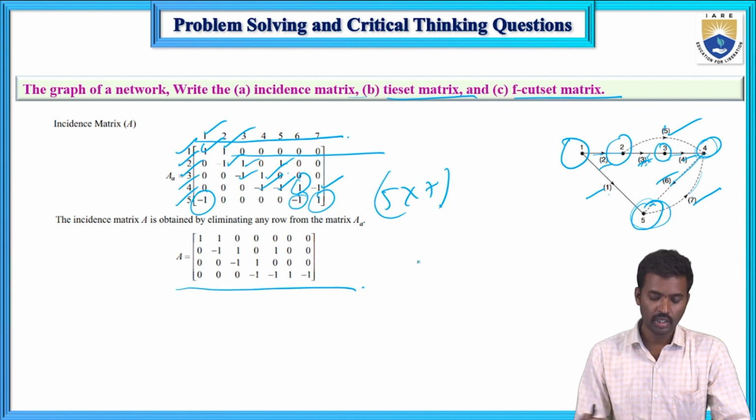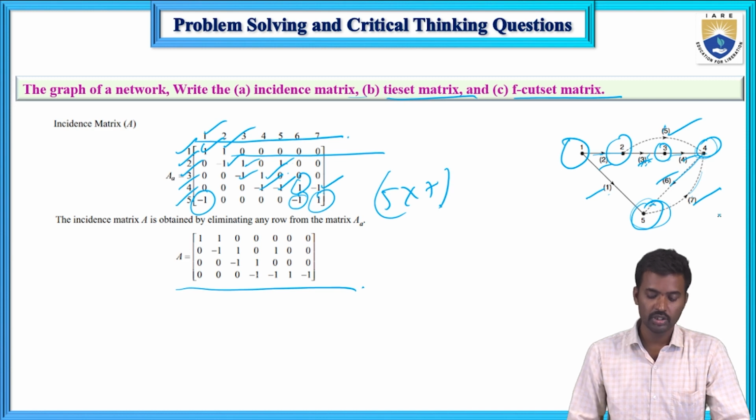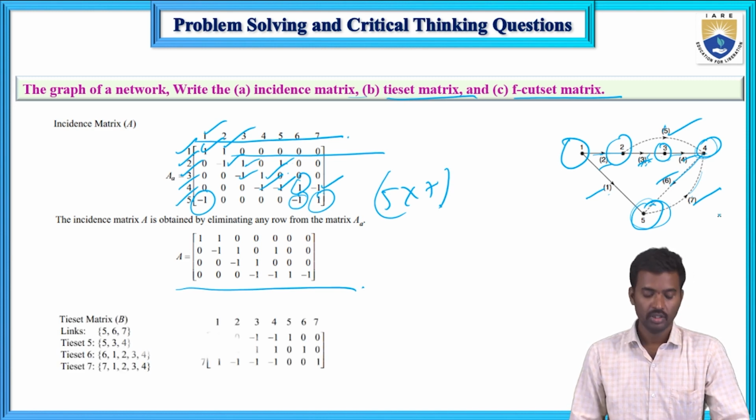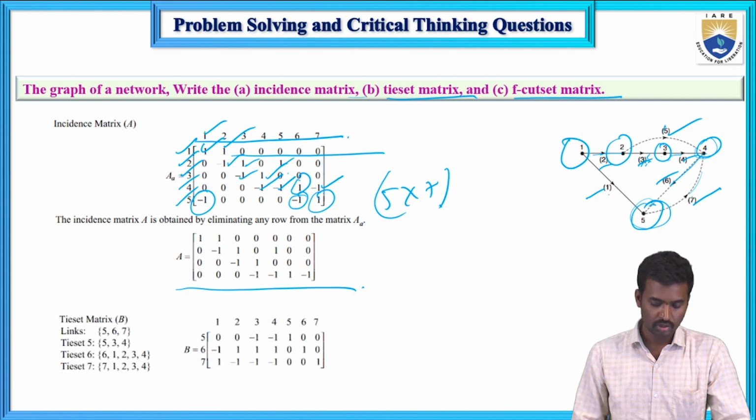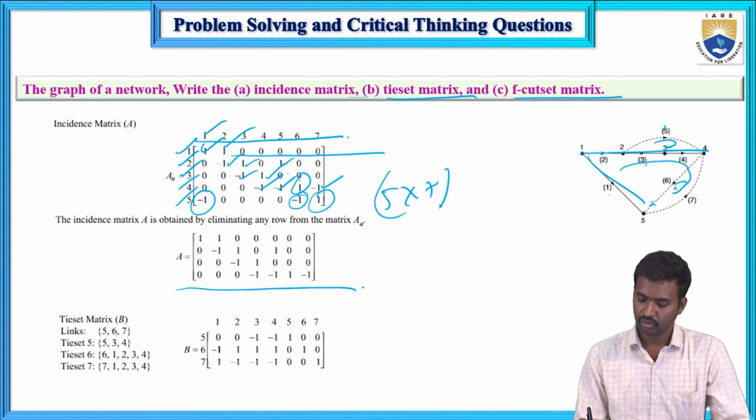If you eliminate any one of the rows, this is the reduced incident matrix. Next, the tie-set matrix. So for this tie-set matrix, this is the graph. For this graph, here is the possible number of links. This is the tree. So links are here for this one and this one, and here 5, 6, 7.